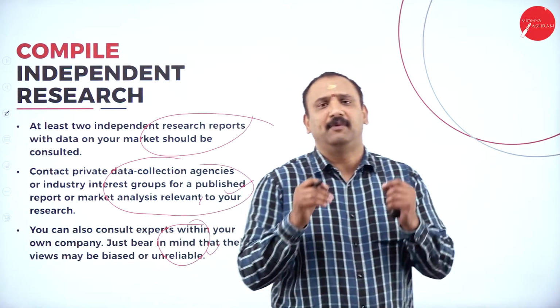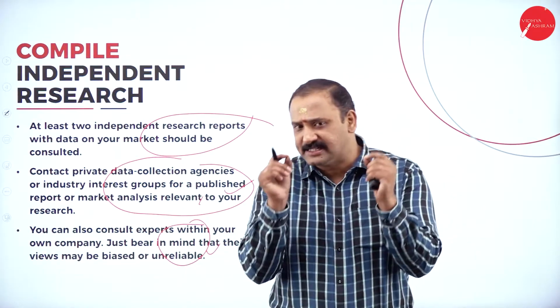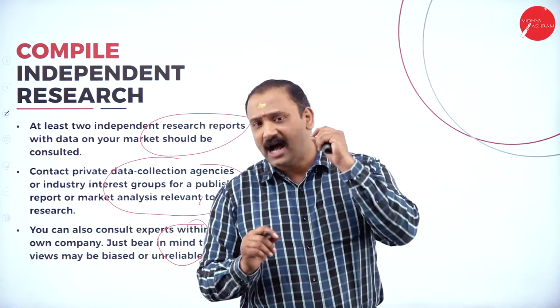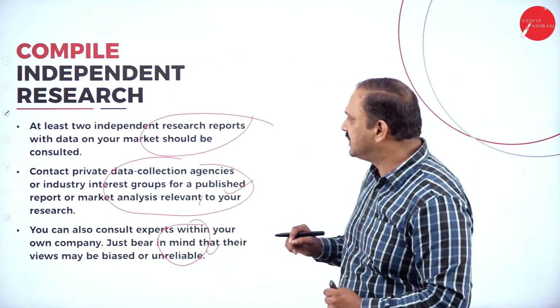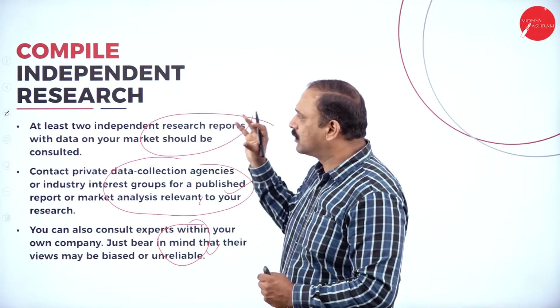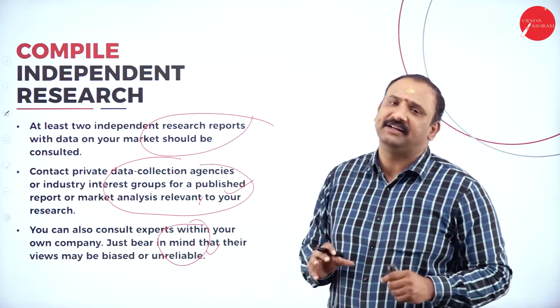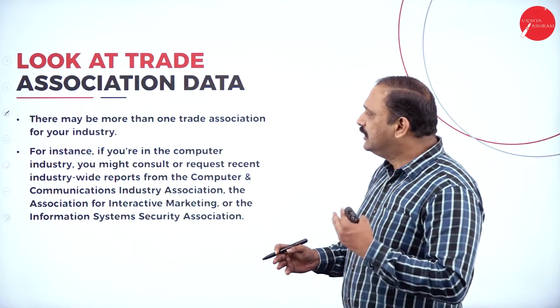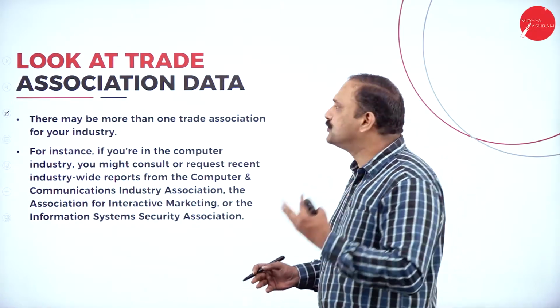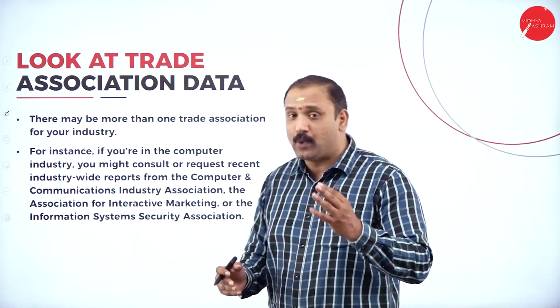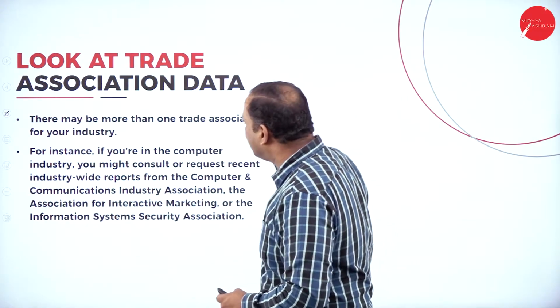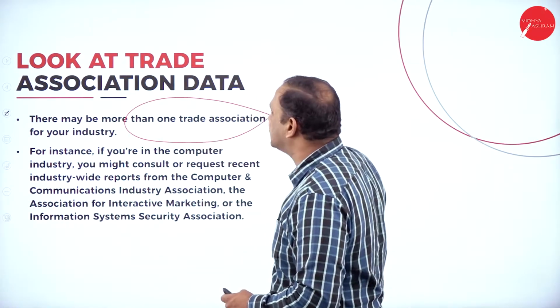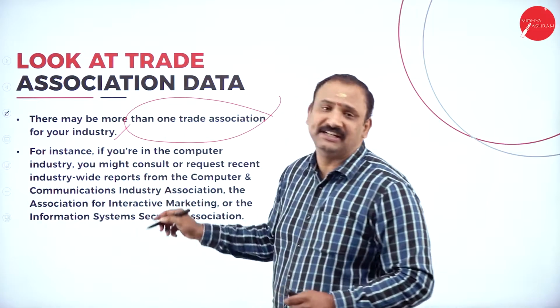So anyways, whenever we go into the analysis of this report writing, our first aim should be to see that we are able to compile an independent research report altogether. Followed by, look at the trade association data. Now, why is this important? There might be more than one trade association for your industry.